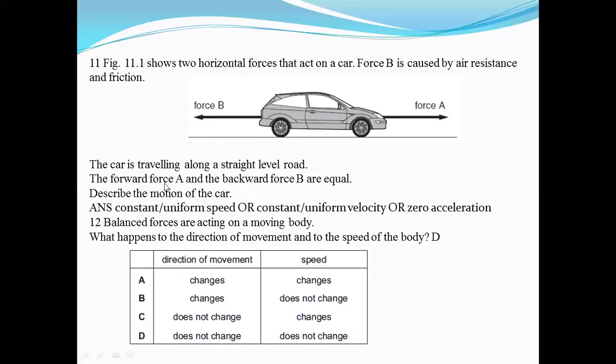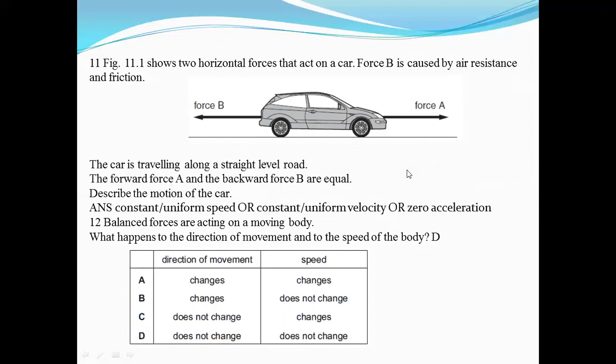If the two forces A and B are equal, describe the motion of the car. If the two forces are equal and opposite, the car will be moving with constant speed. And acceleration is zero when a body is moving with constant speed.